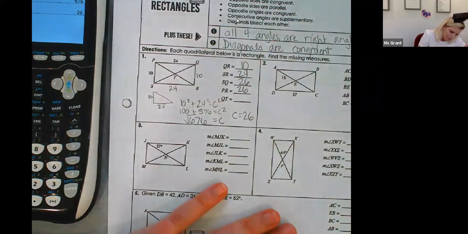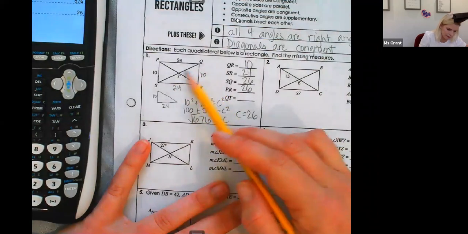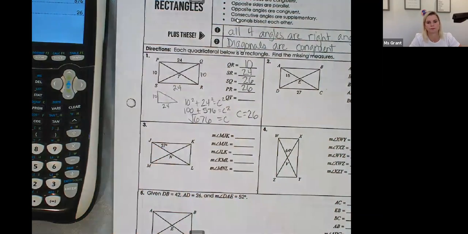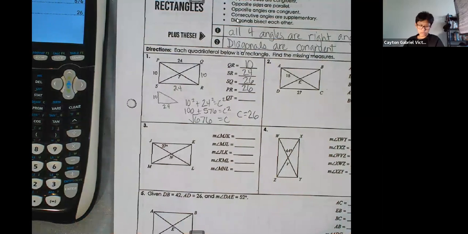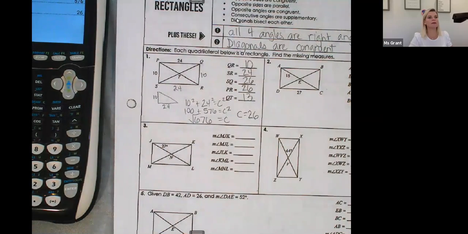Ooh, if the whole diagonal is 26, what's QT? Volunteer, you have to say your name so I know whose voice I'm listening to. Yes, Gabe. 13. Yep, half. Good job. Easy, right? Okay, let's do number 3.